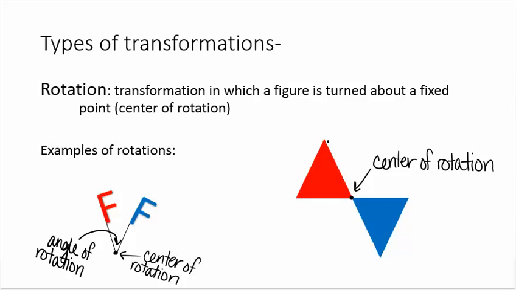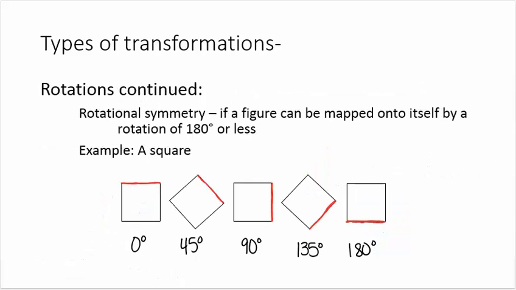Hopefully you can imagine that this figure has been rotated in this direction, so it almost looks like it's been flipped this way. So our center of rotation here is the point, which means that point stays still as the figure rotates.